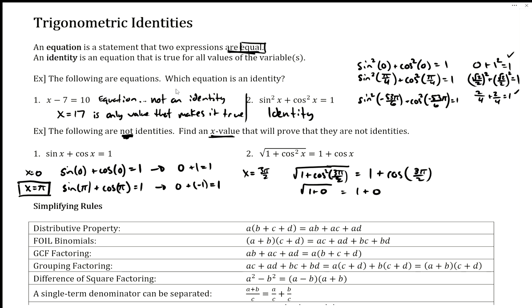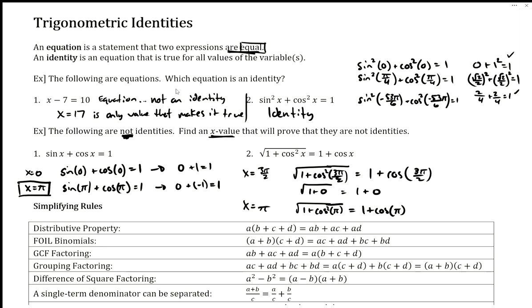So that's not a good value. I made a poor choice. Let's show it by doing some other x value. This was no good, so let's try one other one. Let's do pi again. I think pi is fine. So we've got the square root of 1 plus cosine squared of pi equal to 1 plus cosine of pi.